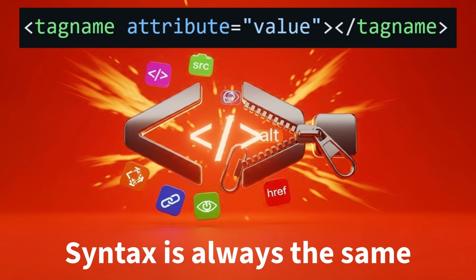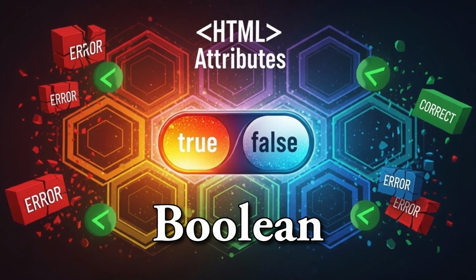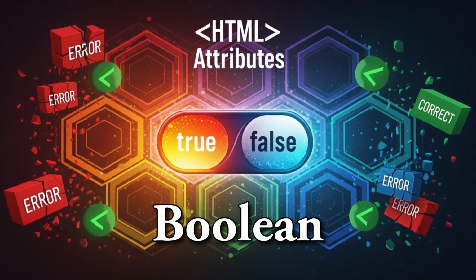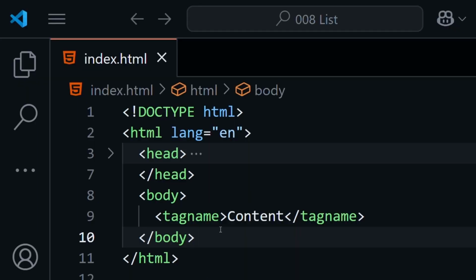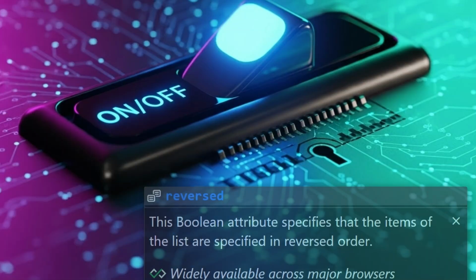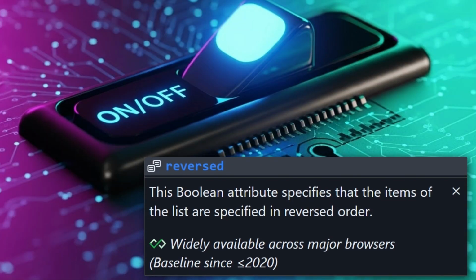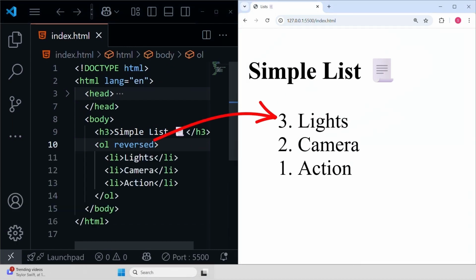The only exception to the name value pair is if the attribute is a Boolean attribute. These attributes act as a simple on-off switch. Instead of writing true or false for its value, you simply add the attribute name to indicate true and omit it to indicate false. An example is the reverse attribute in an ordered list. Adding this attribute is an indication that the list order should be reversed. See how simple that is.